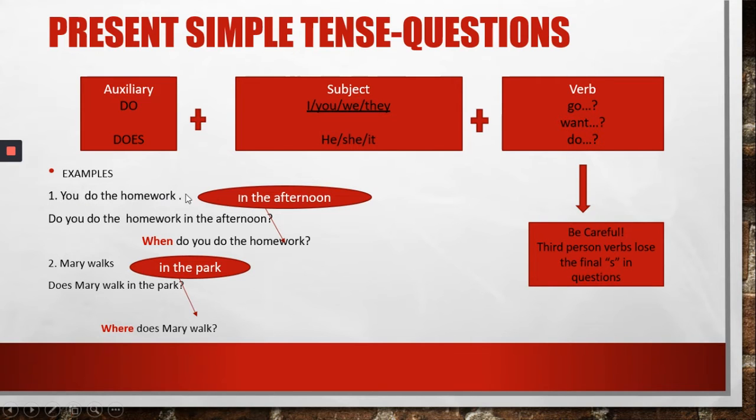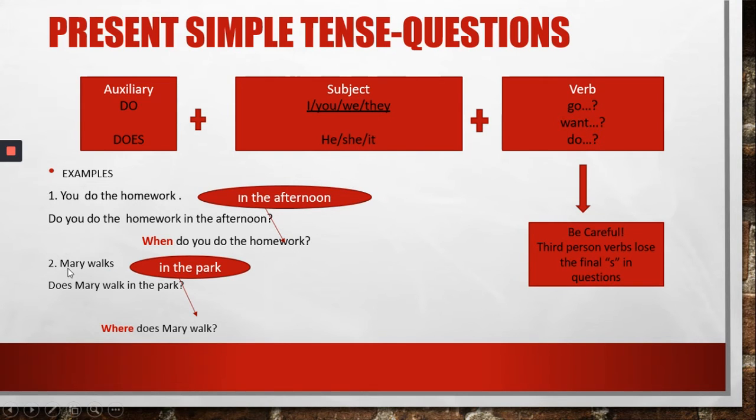Let's look at the examples. You do the homework in the afternoon. Do you do the homework in the afternoon? And we want to ask a question for this part, in the afternoon. We use question word when and write do you do the homework.